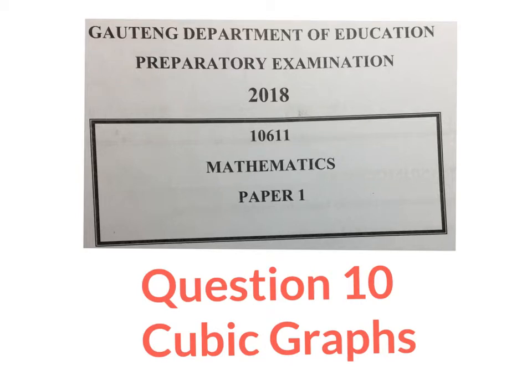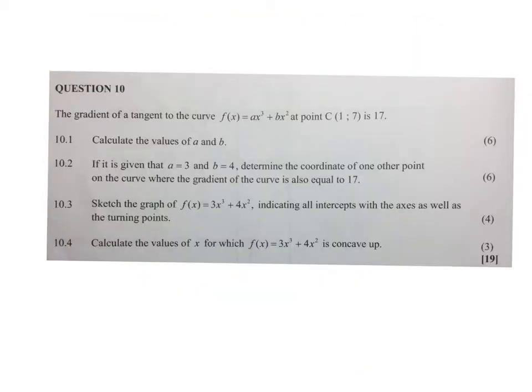Good day. In this video, we're going to cover question 10 on cubic graphs from the Prelim 2018 of Gauteng. The question was worth 19 marks. It started off by saying the gradient of a tangent to the curve of f of x with this formula, given at the point (1; 7), is 17. Calculate the values of a and b.